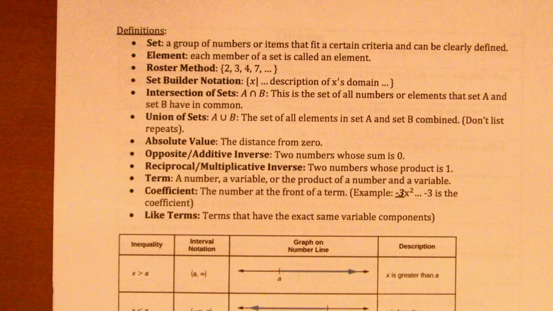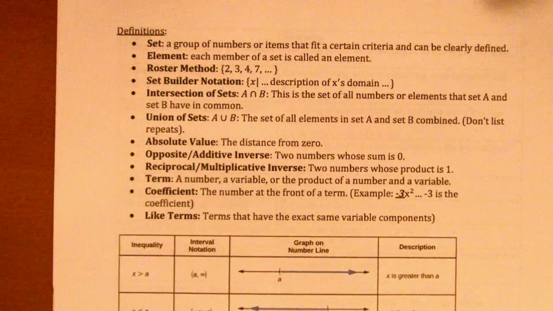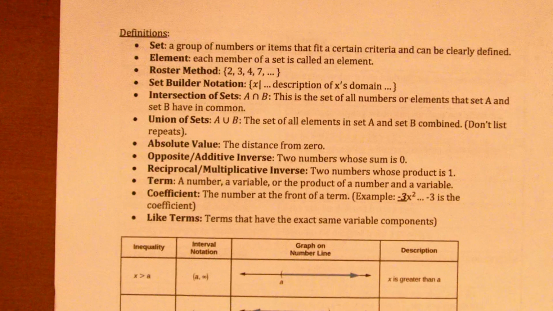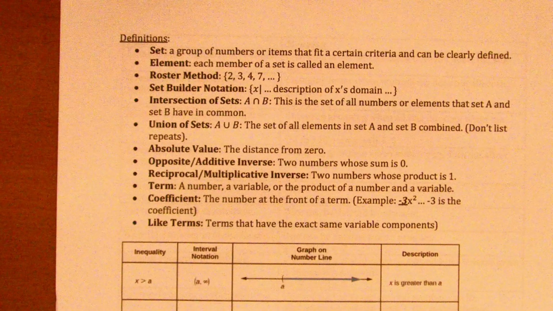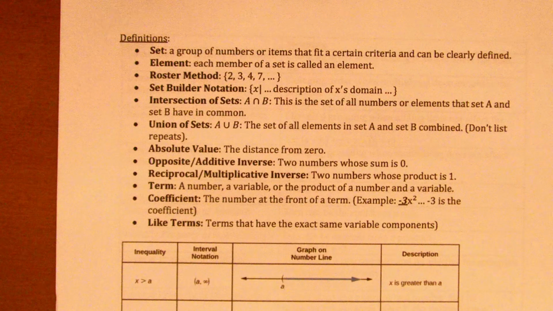Or all numbers less than 5. So there's a number of different ways we can define a set based on certain criteria. An element is each member of the set. So again, going back to a room of people, and they're looking at the set of people who are wearing red. If I talk about one certain person wearing red, that would be one element of the set.